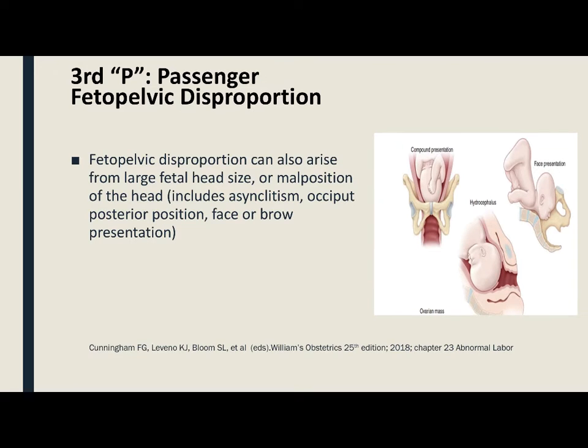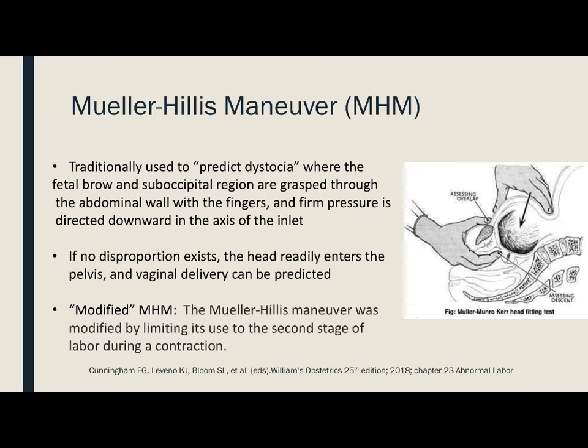Fetal-pelvic disproportion can also arise from large fetal head size or malposition of the fetal head, such as in cases of asynclitism, occiput posterior position, face or brow presentation. Now, there is a maneuver which we call the Mueller-Hillis maneuver, which is traditionally used to predict dystocia. This is when the fetal brow and the suboccipital region are grasped through the abdominal wall with the fingers, and firm pressure is directed downward in the axis of the inlet or the birth canal. If no disproportion exists, the head readily enters the pelvis and vaginal delivery can be predicted.